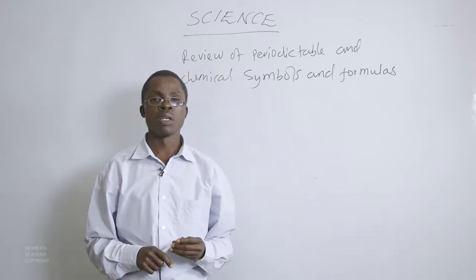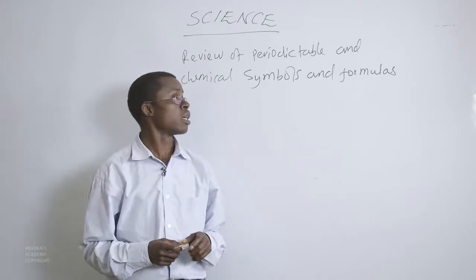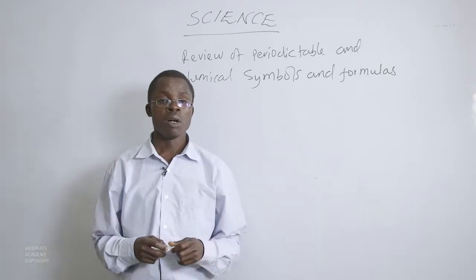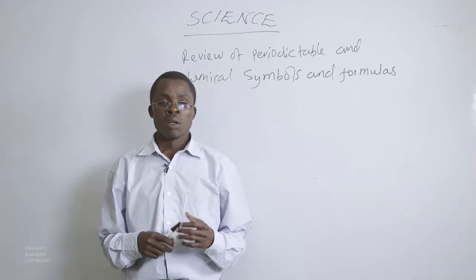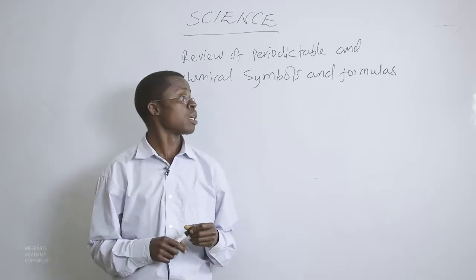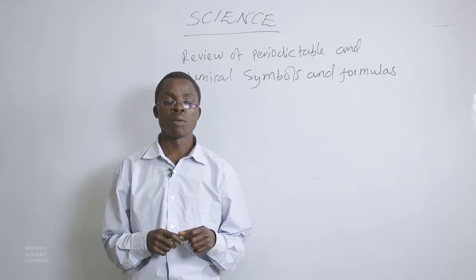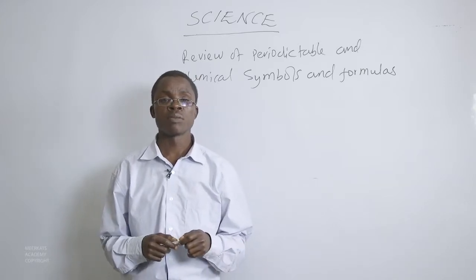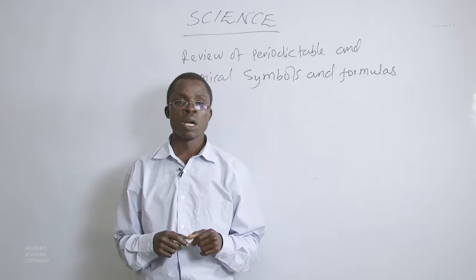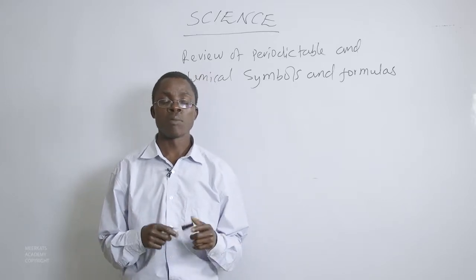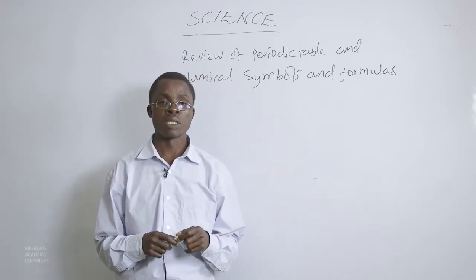The topic for the day is a review of the previous topics we have covered recently, and that is the periodic table and chemical symbols and formulas. You remember that we talked so much about the chemical symbols and formulas, how symbols of various elements came into being, the various scientists who did their work to come up with those symbols, and even some of the rules that were used in assigning symbols for those particular elements.